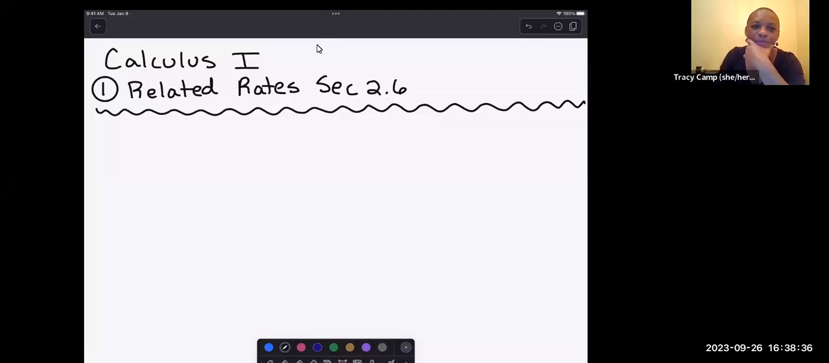Related rates are really an application of implicit differentiation. So this is really just going to be more practice of section 2.5. It's just that here we're given some context, so we're going to be looking at some application problems. The best way to learn how to do these is to just jump right in.